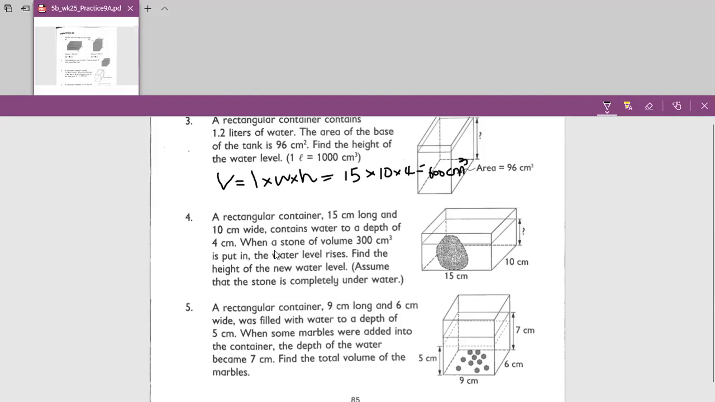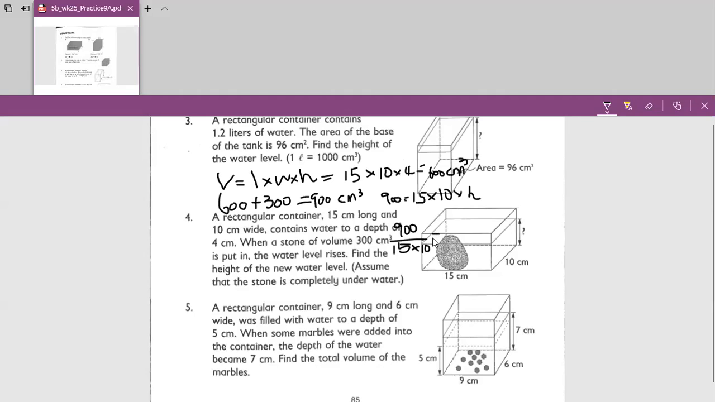Okay, so it says a stone with a volume of 300 centimeters cubed is put in, and then the water level, of course, will increase, right? So we want to do 600 plus 300. This will be 900 centimeters cubed. This is the new volume of the container right now with the stone. So we want to do it in reverse. We want to find the height when the stone is put in. So 900 will be equal to, we have the same length, 15. We have the same width, which is 10. And then we don't know the height, okay? So you just need to use 900 divided by 15 times 10. That would be the height.